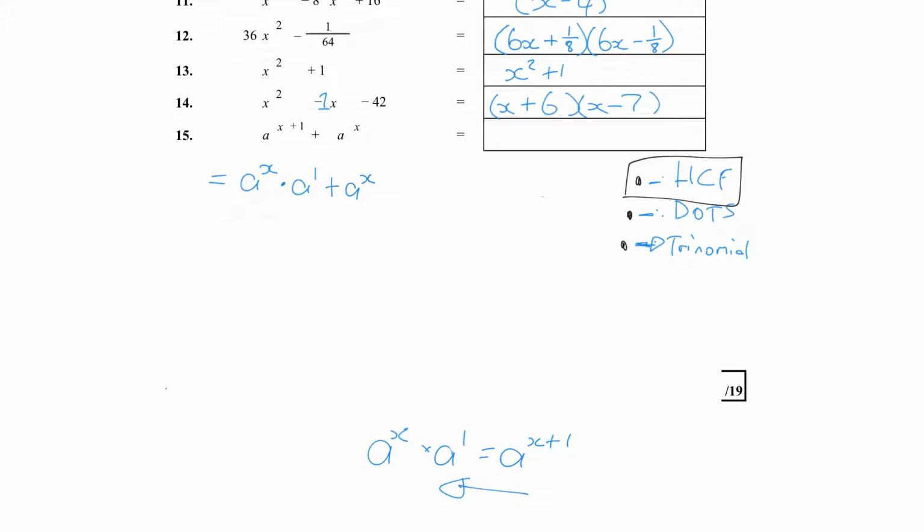Now, staring us in the face, what's our highest common factor? Well, we can take an a to the x out. And what do we multiply a to the x by to get a to the x times a to the 1? Well, a to the power of 1, or a, same thing. What do we multiply a to the x by to get a to the x? Well, just 1. Easy when you know how.